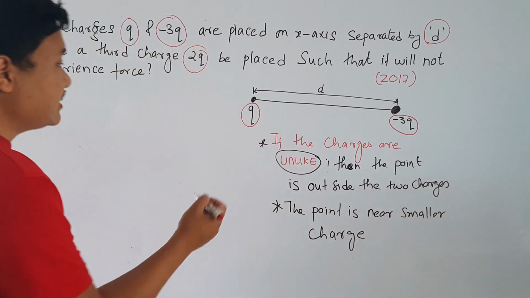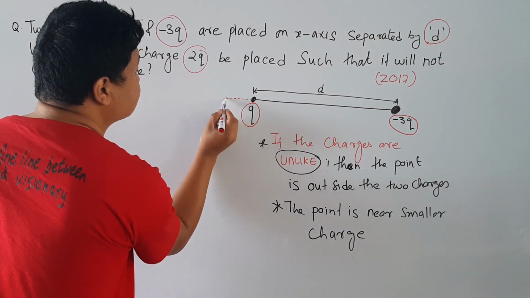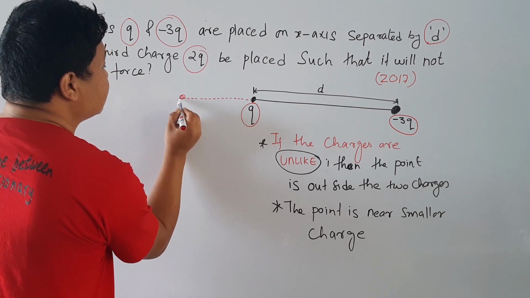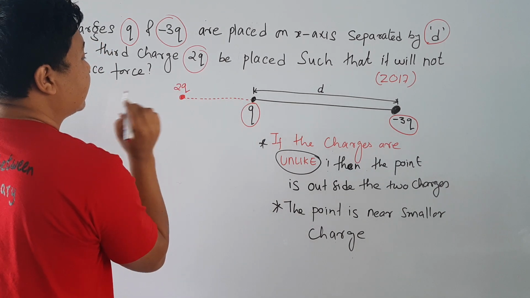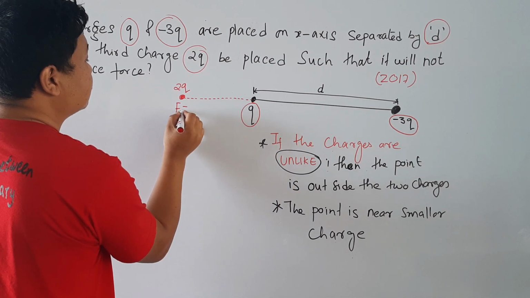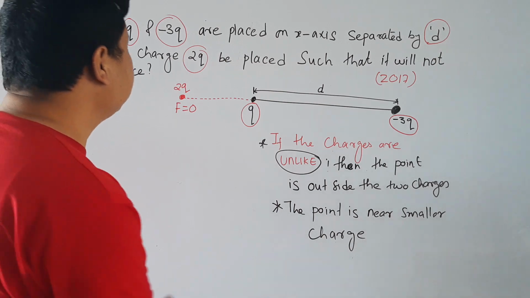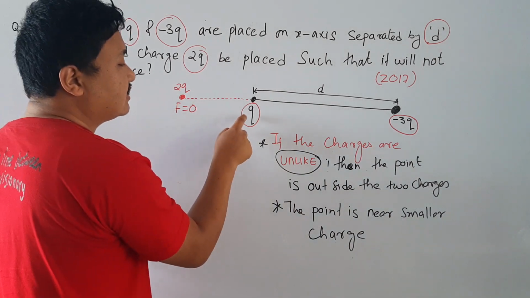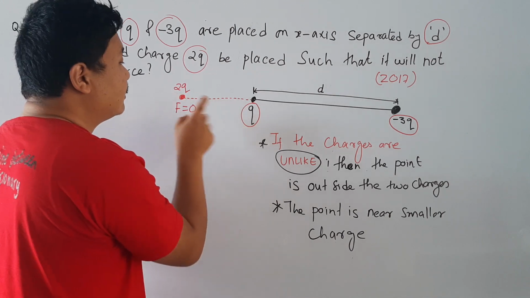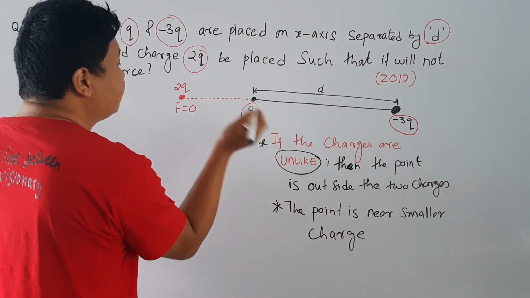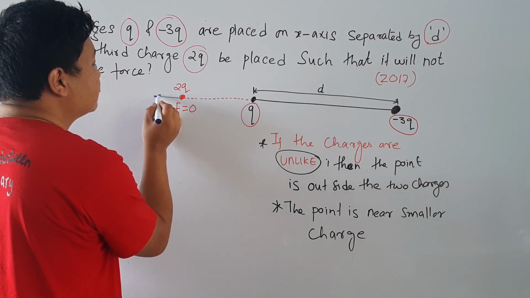So I have to make a point near the smaller charge. This is the point where I will place 2q, and here the force is equal to 0. Why do I have to keep it here? Because this is positive and this is also positive, so they will repel each other. This charge will be repelled in this direction.